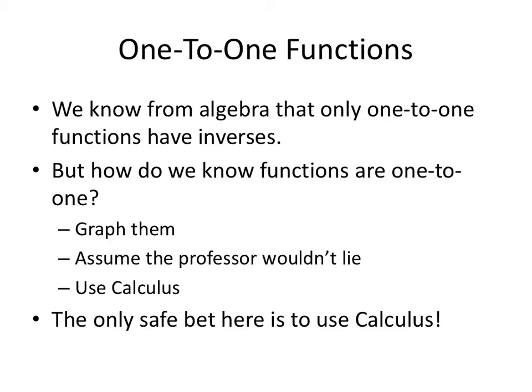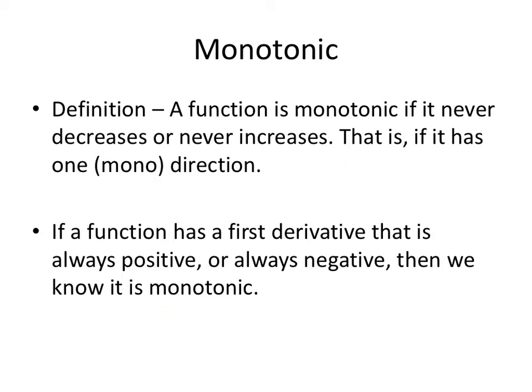We know from algebra that only one-to-one functions have inverses. But how do we know functions are one-to-one? We could graph them, but unless we know some pretty specific information about the function, we don't know if we have a very good representative window on our graph. We could assume the professor wouldn't lie, which I would like to say is always a good bet, but you never know. The only safe bet is to use calculus. Calculus can tell us when a function is one-to-one.